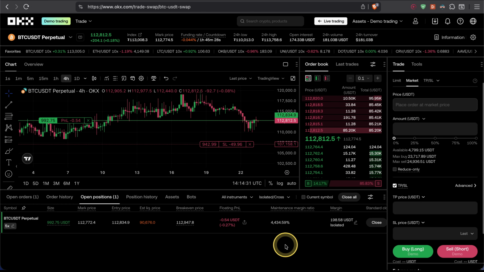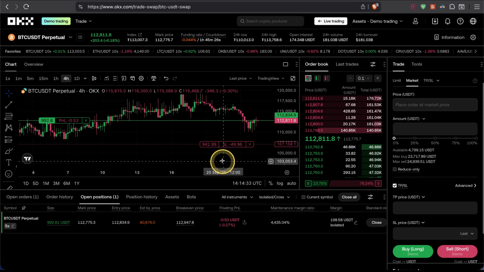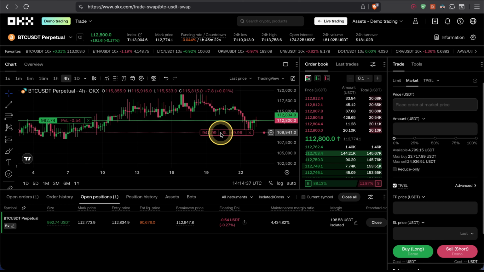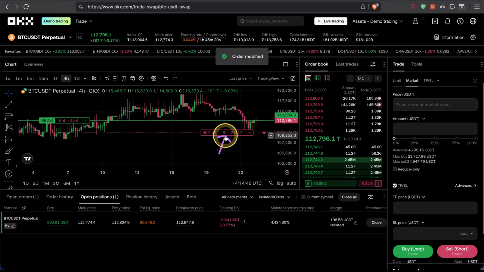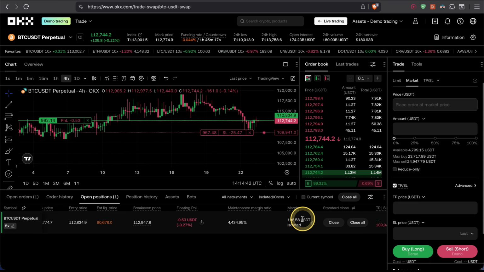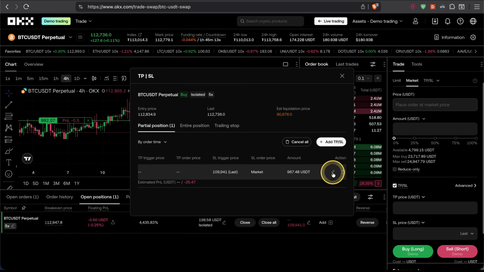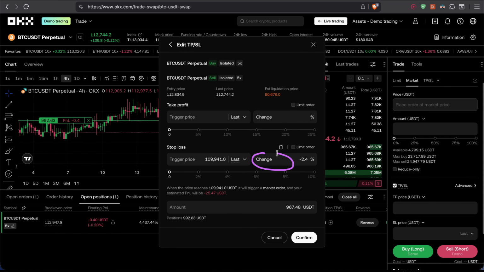To move a stop loss on OKX, we have two options. Either you just simply click, then drag and hold to a new position, release your mouse, and then you have placed it in a new position. Or what you can also do is just go down here to TPSL, click on this pen icon, click on this pen here again, and you can simply type in here how much profit you want to make, or also type in a specific price.